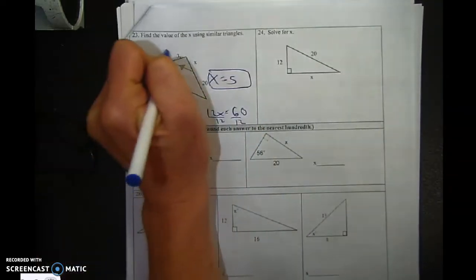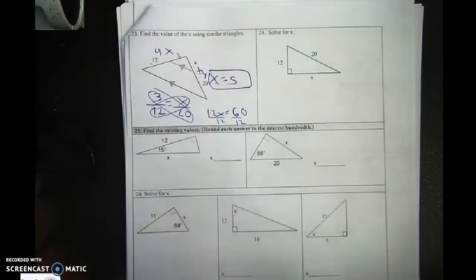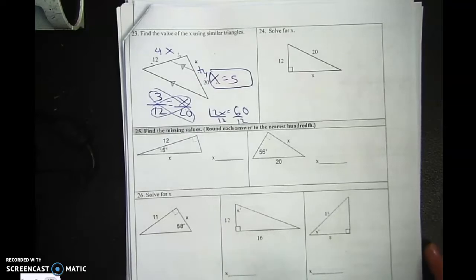And some people go, hey, this is times 4, so this is also times 4. What times 4 is 20? 5. Great. Whatever. This is multiple choice. If you don't want to show any work, I don't care. Get the right answer, though. I do care about that.